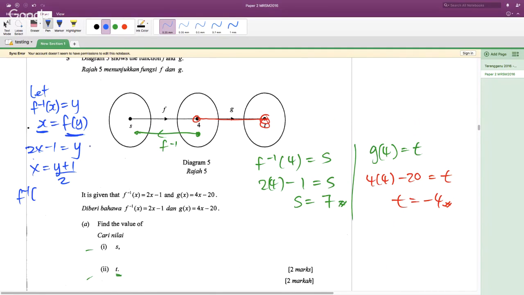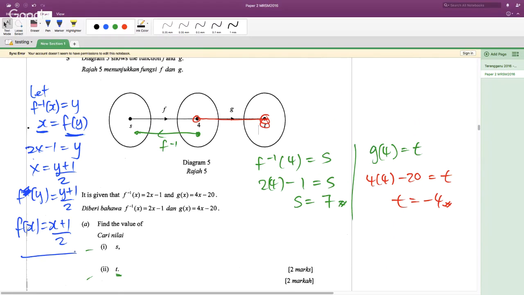I substitute back my F inverse Y. Yeah, X equals F inverse Y, isn't it? Equals Y plus 1 over 2. I mean, not inverse, I mean F of Y. So my F of X equals X plus 1 over 2. Okay, this is how we get F of X.